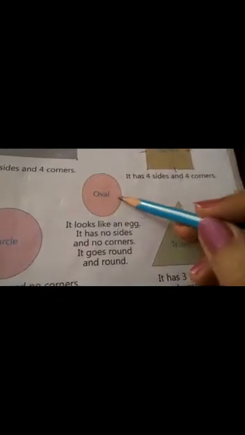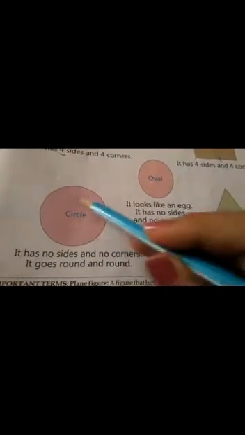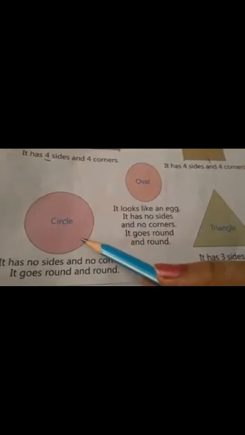Okay, now oval. It looks like an egg, and it has no sides, no corners, just goes round and round, similar to a circle. Circle also has no sides, no corners, and goes round and round.